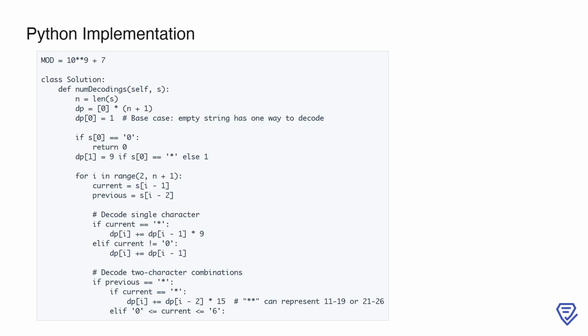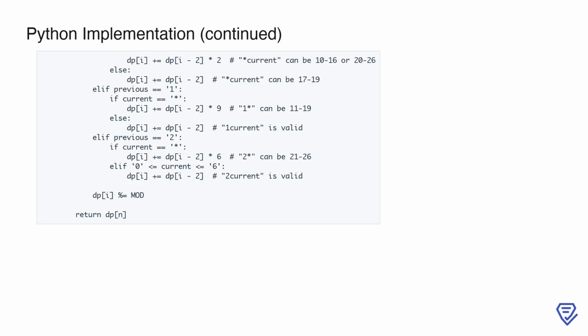Next, we handle two-character combinations. If the previous character is an asterisk, it has broader possibilities. When combined with another asterisk, this represents 15 two-digit numbers, 11 through 19 and 21 through 26. So, we add dp[i-2] multiplied by 15 to dp[i]. If current is between 0 and 6, the combination asterisk-current can represent 10 through 16 or 20 through 26, which adds another multiple of dp[i-2]. If current is any other digit, the combination represents only 17 through 19, so we simply add dp[i-2] to dp[i].